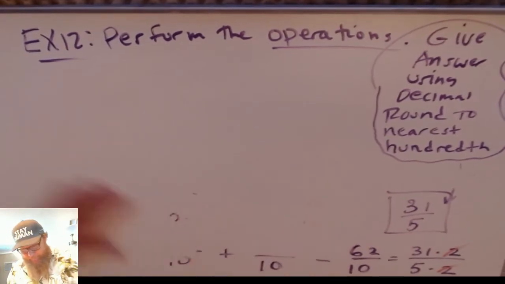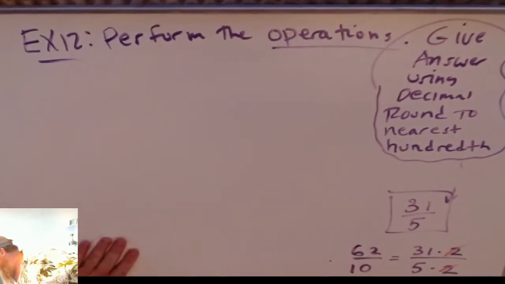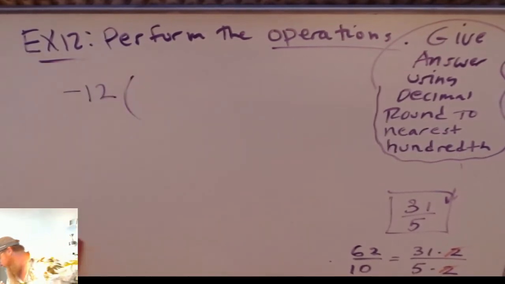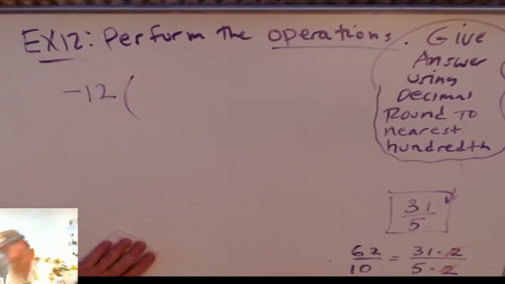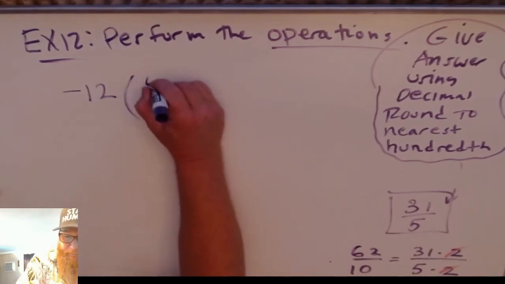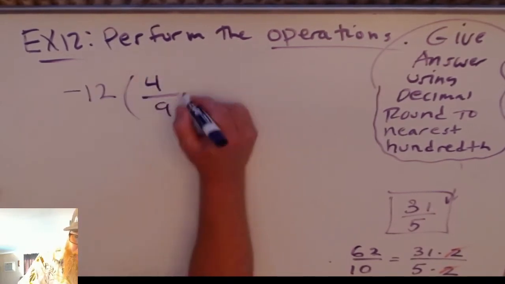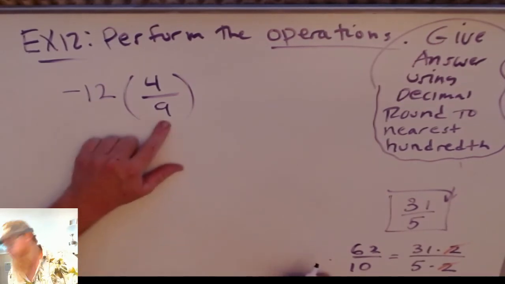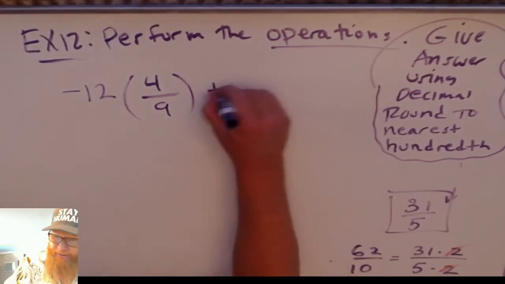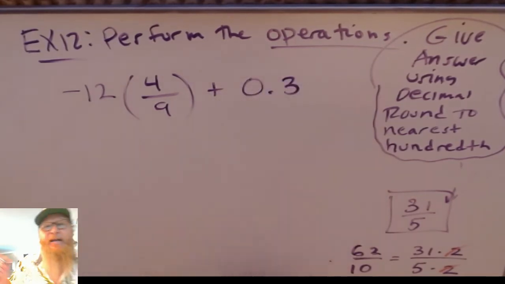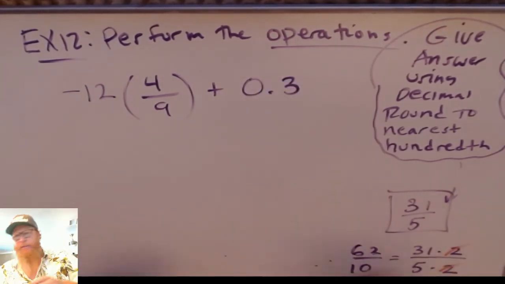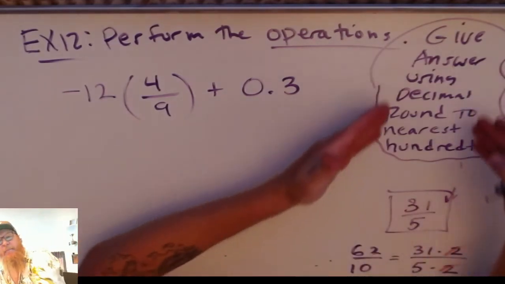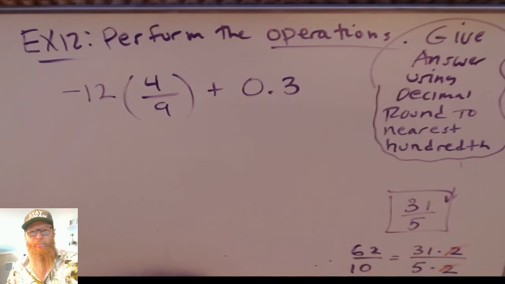So when I said the same problem, I mean something that sort of looks the same. Let's try, meaning it has the same feeling. So we got negative 12 times 4/9 plus 3/10. So it has the same sort of flavor. This one, I'm going to do the whole thing using decimals.